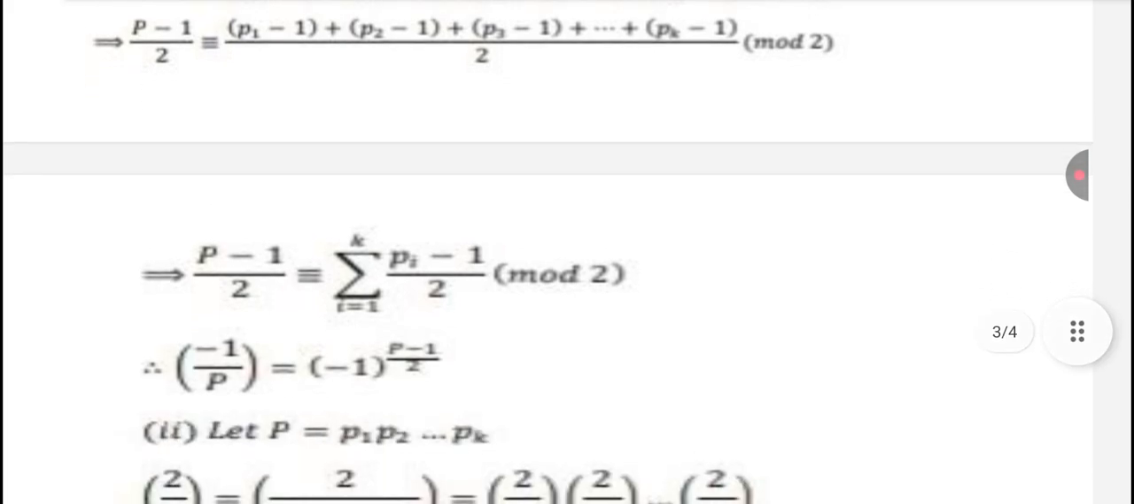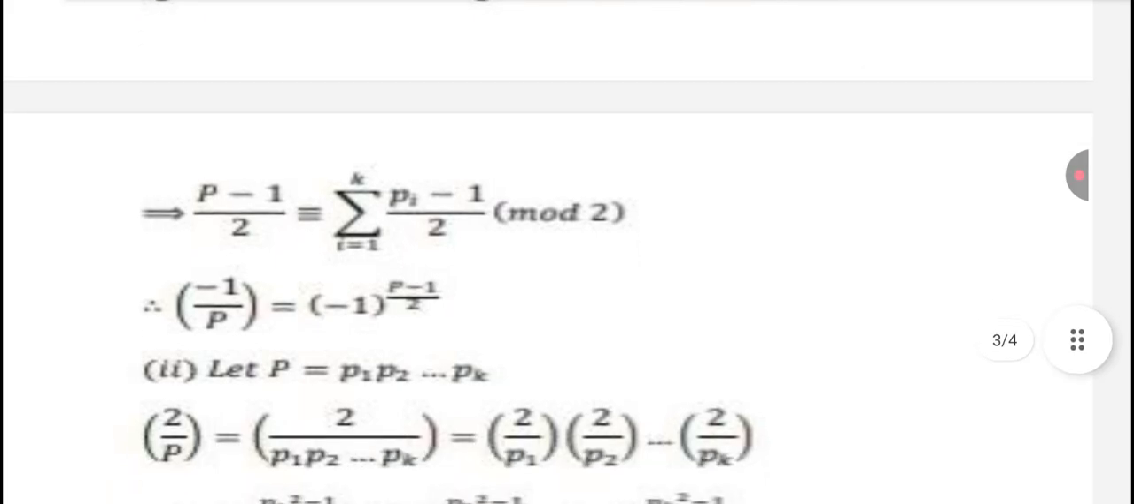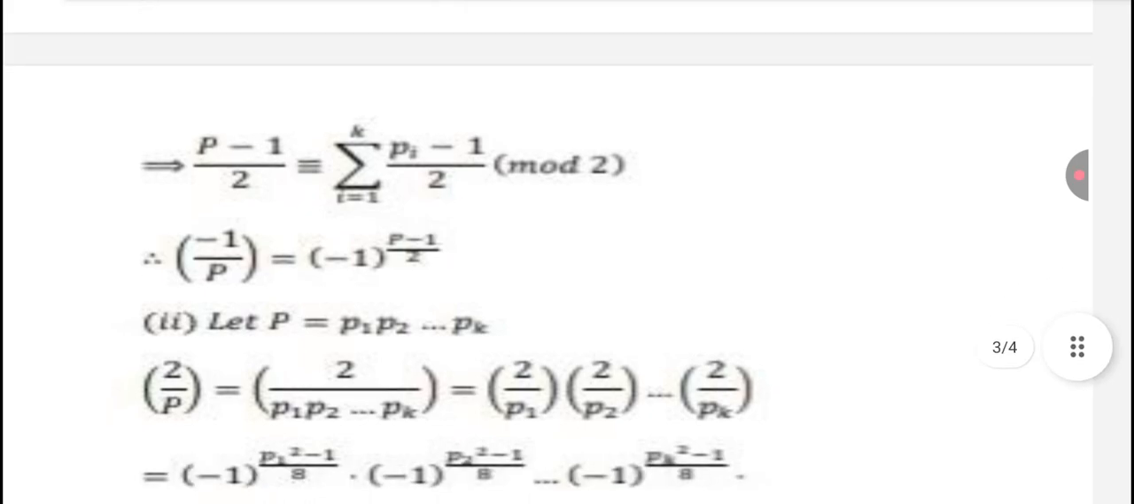Now we are going to prove number 2, that is 2 by P. We are going to calculate 2 by P, the Legendre symbol. Once again, we consider P equal to the product of primes, that is P1 into P2 into etc. Pk. Now 2 by P is equal to 2 by (P1 into P2 into etc. Pk). That is nothing but the Legendre symbol 2 by P1 into the Legendre symbol 2 by P2 etc. the Legendre symbol 2 by Pk.